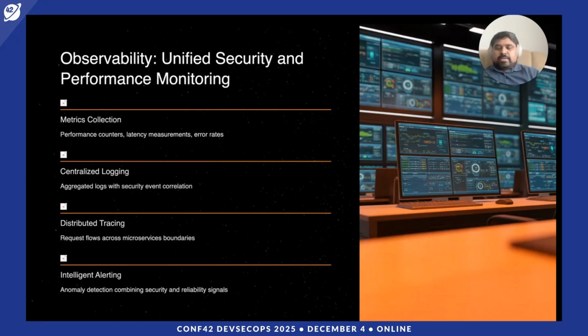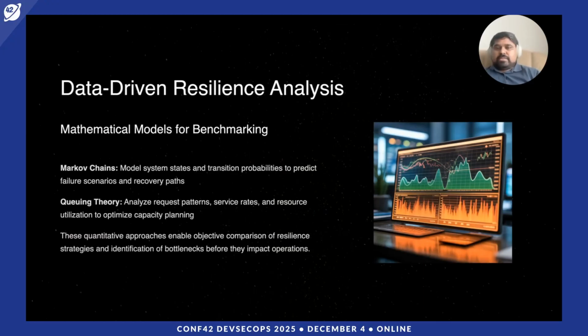So why does this matter for resilience? When failure happens, observability lets you detect it in seconds, not hours. Not just what happened, but also reduces mean time to recovery. Next is data-driven resilience analysis. We can use mathematics to predict and prevent failures. Move from guesswork to data-driven decision making.